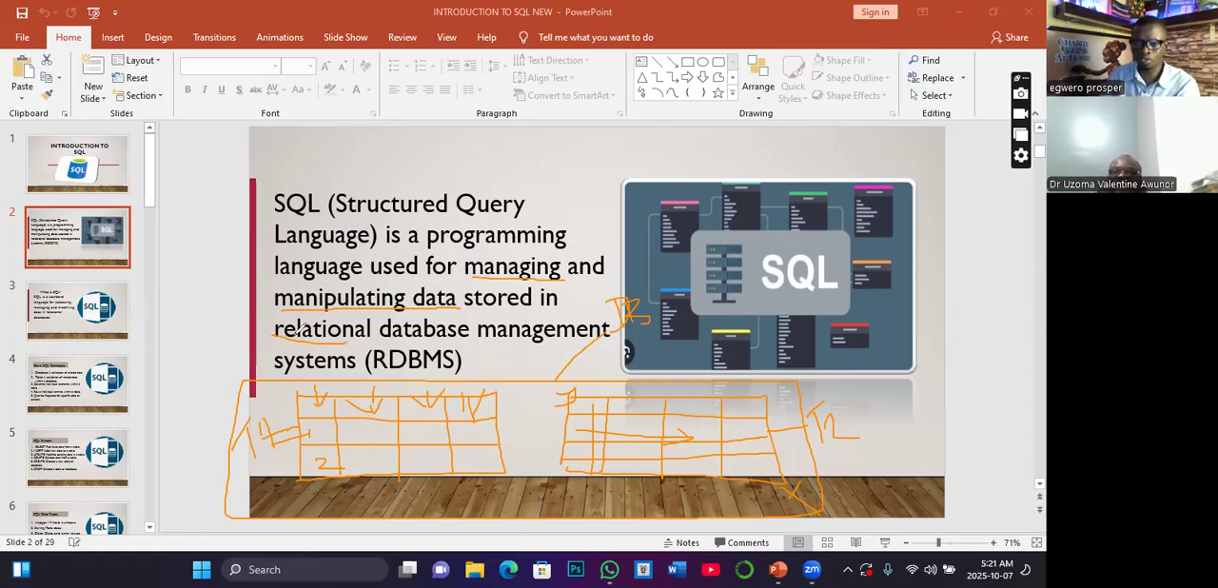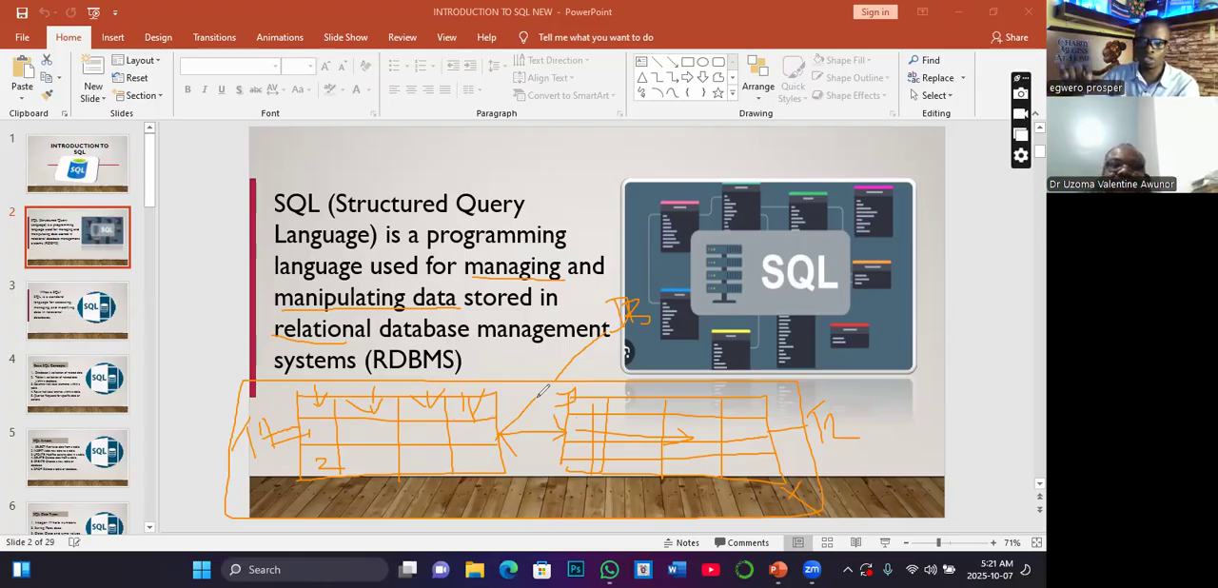Now I'm coming back to the terms relation and relationship. Now, the relation is the table individually. Then the relationship is the connection between one table in a database and the other. So did you understand that? That is relationship.